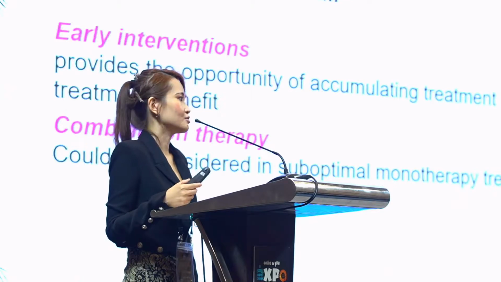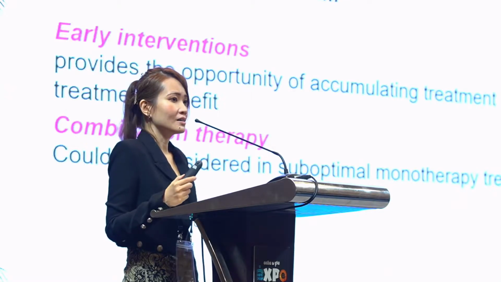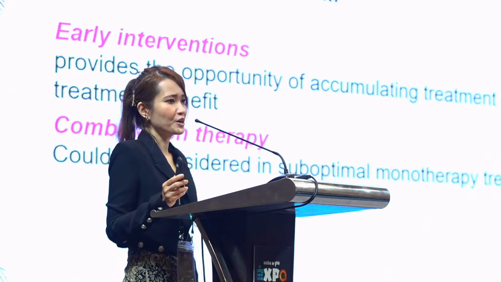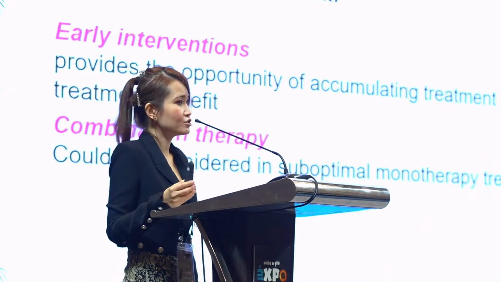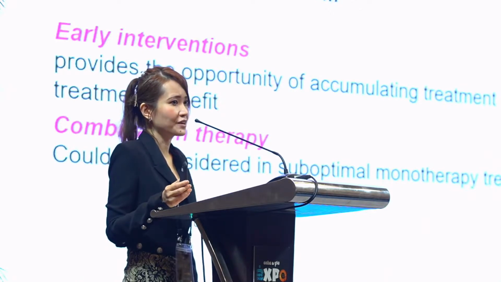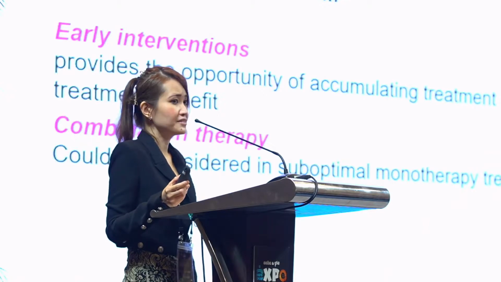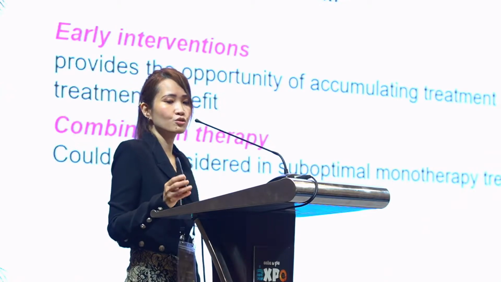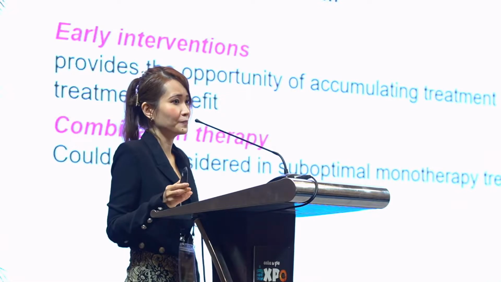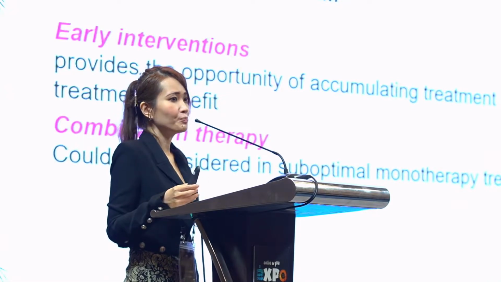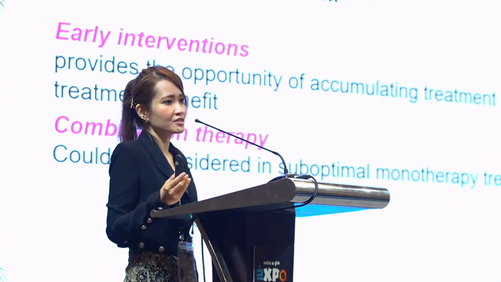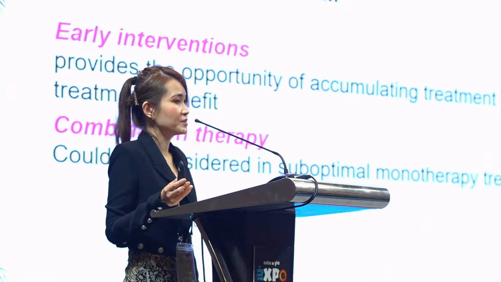And finally, I'd like to offer two pearls. Early intervention of myopia control provides the opportunity of accumulating treatment effect over more years, and this can result in a greater total benefit for the child. And secondly, combination therapy can be considered in suboptimal monotherapy treatment.